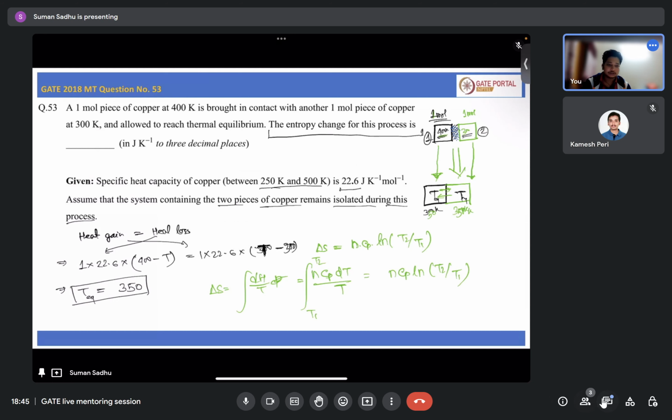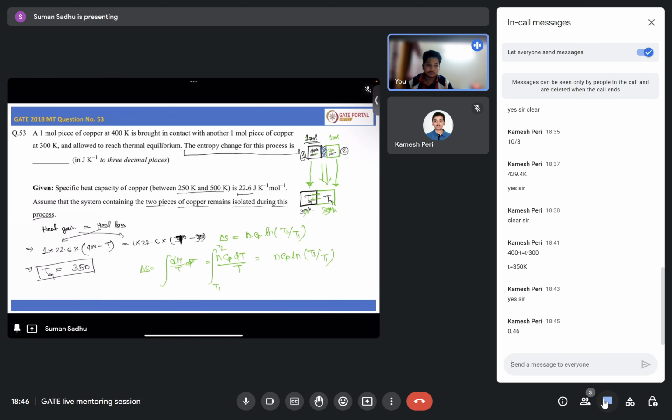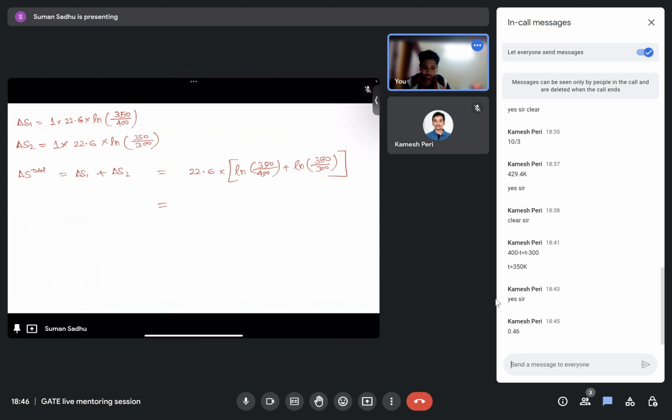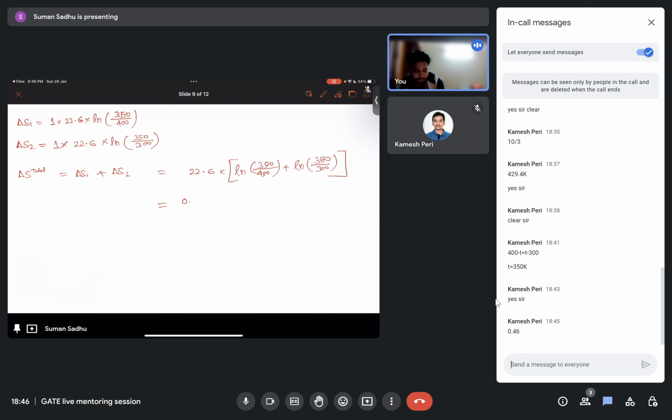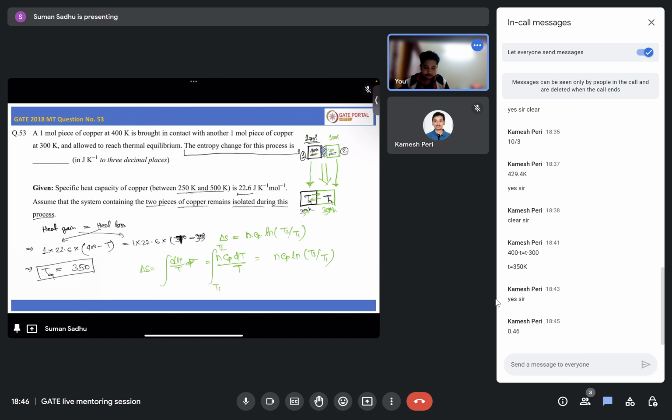How much are you getting? 0.46, okay. Yes, it will be 0.466 joule per Kelvin. So the correct answer will be 0.466 joule per Kelvin. Up to 3 decimal points you have to write it. So remember this one.